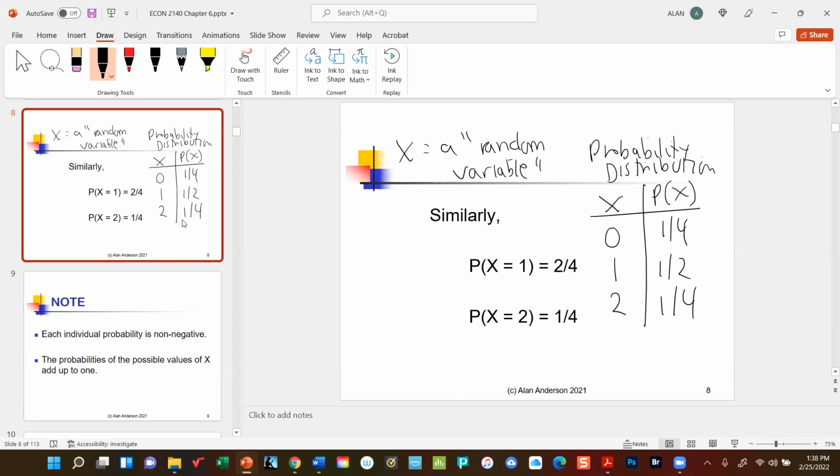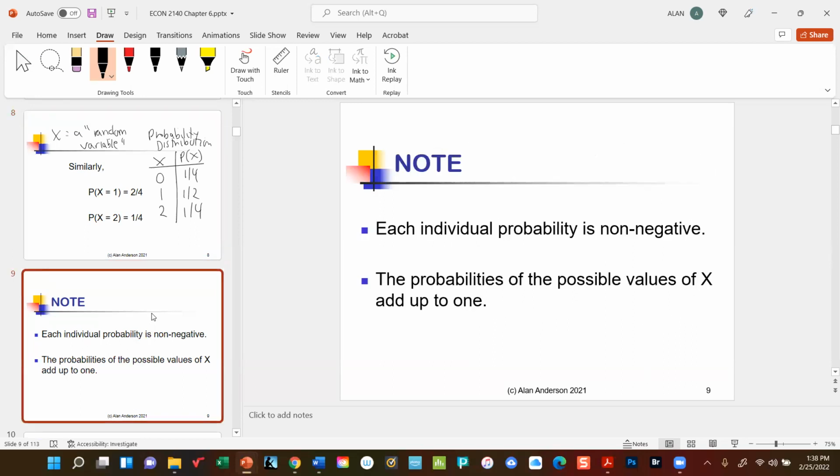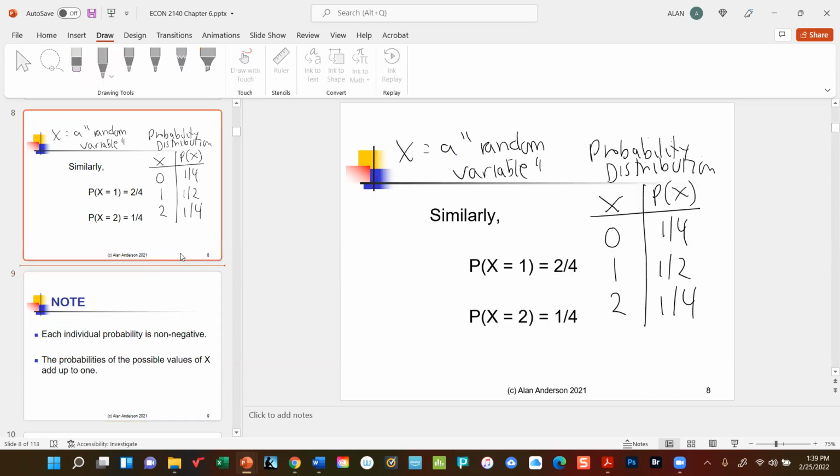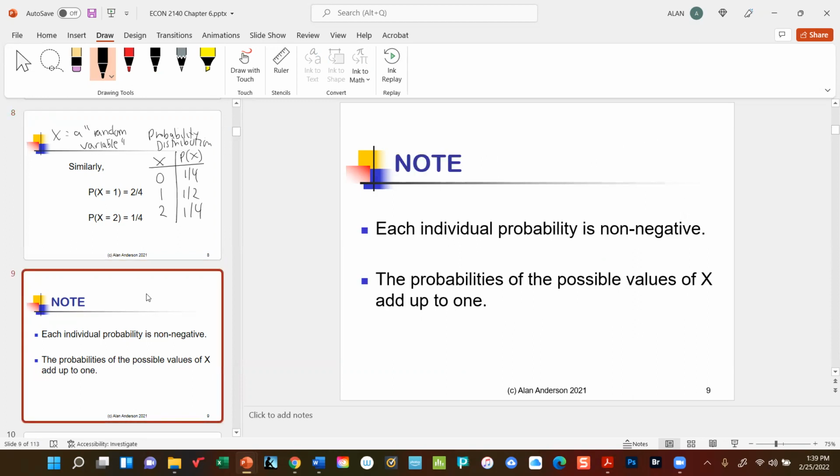A couple of important things to note about these. First of all, the probabilities are all non-negative, and all of them have to add up to 1. In other words, you can't have a negative probability, you can't have one that goes over 1, and they all have to add up to 1. Otherwise, they violate one of the axioms of probability, and therefore this would not be a valid probability distribution. So you have to keep an eye on that, but that's what is required for these to be probability distributions.